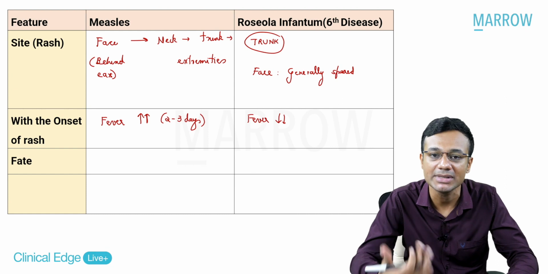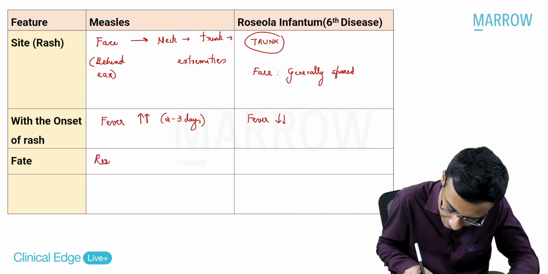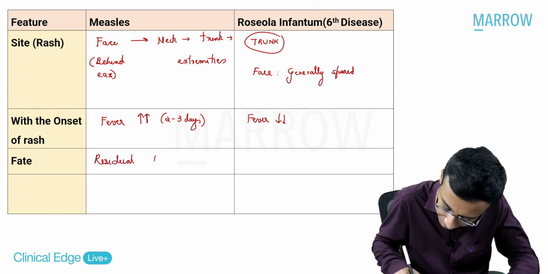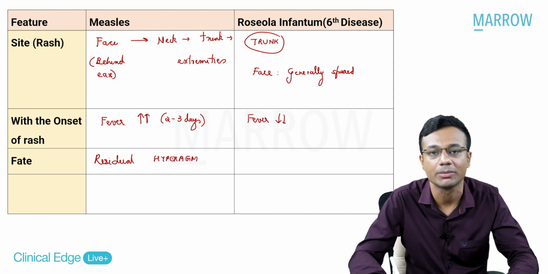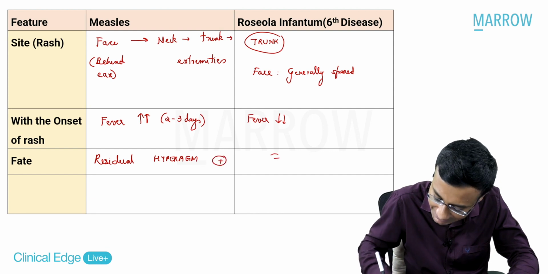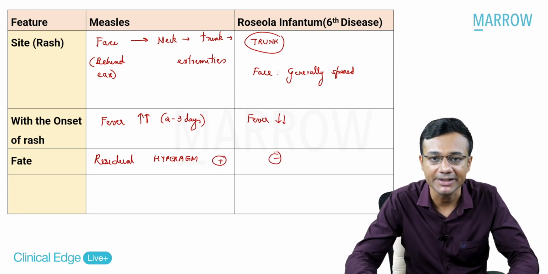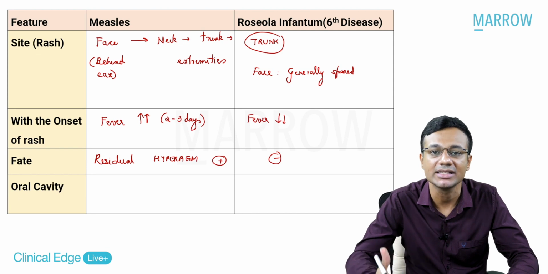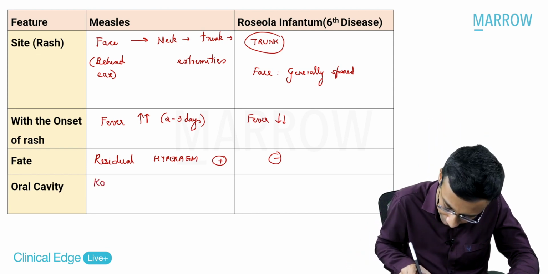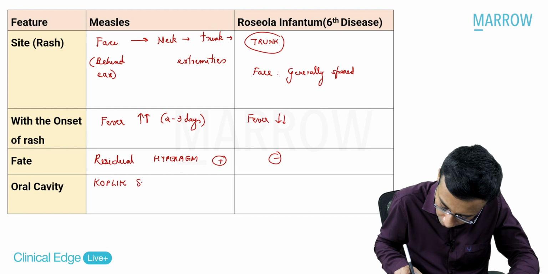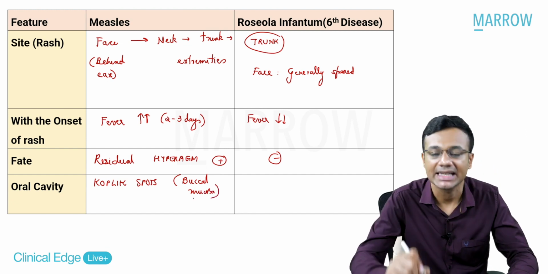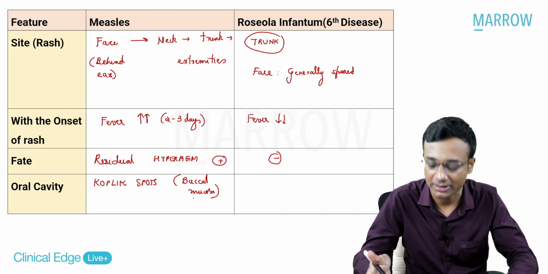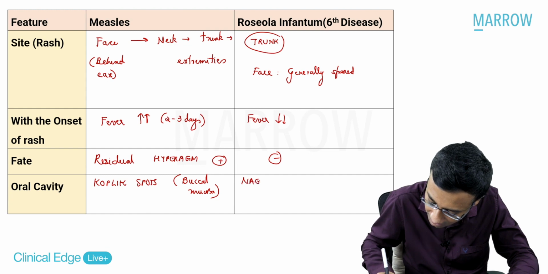Next is the fate. How is measles going to heal? It leaves behind residual hyperpigmentation. Whereas here, residual hyperpigmentation is going to be absent. And in the oral cavity, this was this year's NEET PG exam question, Koplik spots. You're going to be having Koplik spots which are seen across the buccal mucosa. Whereas in roseola infantum, the name of the spot is Nagayama spots.